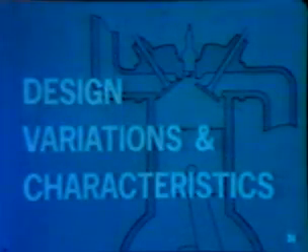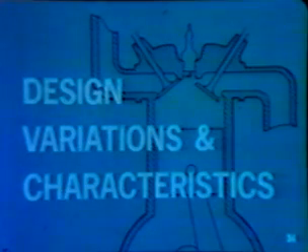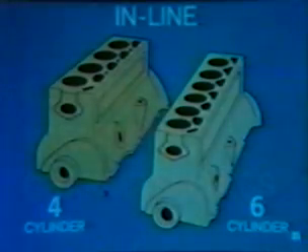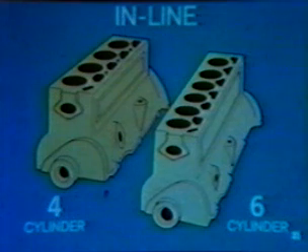There are many variations of basic engine design which also should be mentioned in this introduction, as well as some basic design characteristics you must be aware of. The cylinders may be arranged in line, that is, all in a straight row, and this is the usual arrangement for 4-cylinder and 6-cylinder engines.